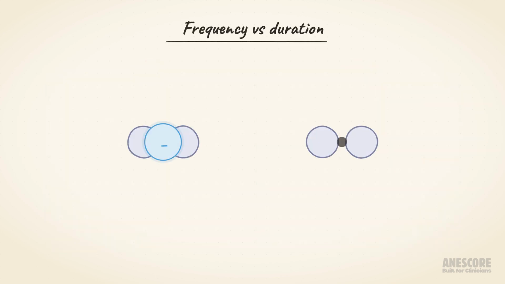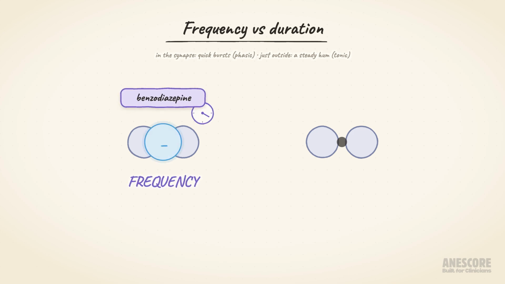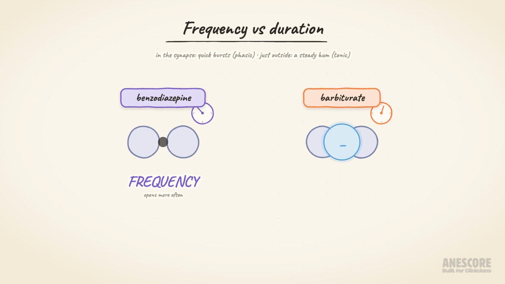Those gates work in 2 modes. Inside the synapse, gamma-containing gates open in quick, sharp bursts. That's phasic inhibition. Just outside, the delta gates stay gently open all the time. That's tonic inhibition, the brain's resting tone. Now, the single most tested idea in this whole topic. Benzodiazepines make the gate open more often. They raise the frequency. Barbiturates make each opening last longer. They raise the duration. Same channel, 2 different levers. Frequency for benzos, duration for barbiturates.